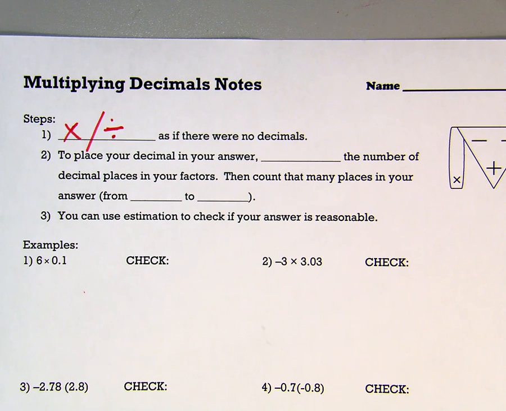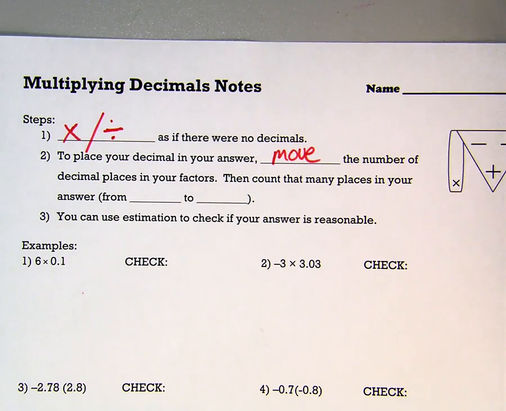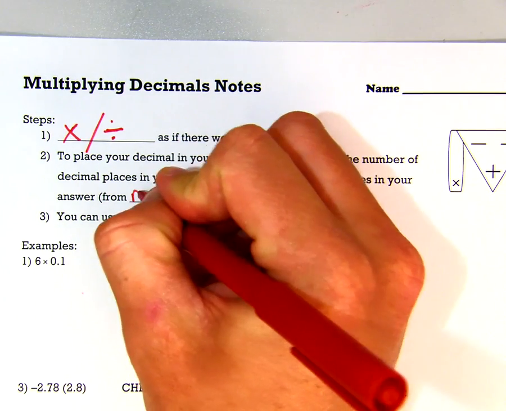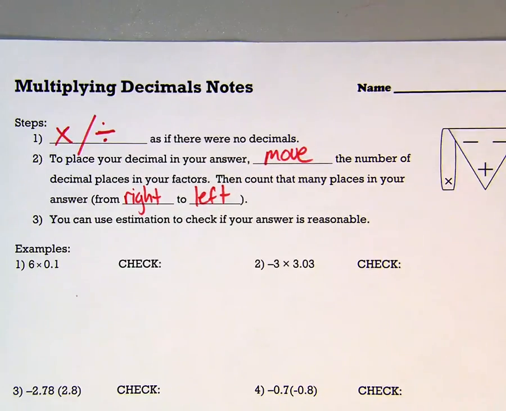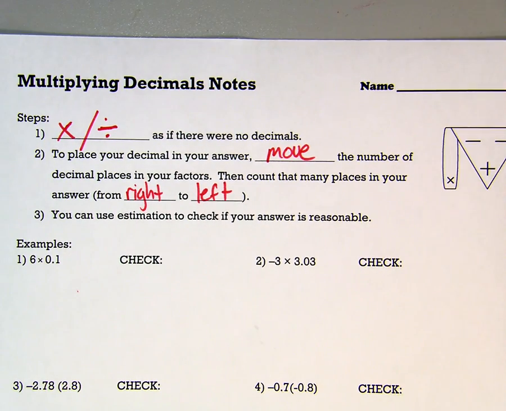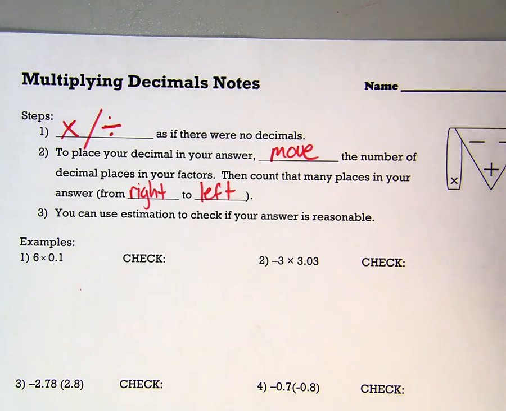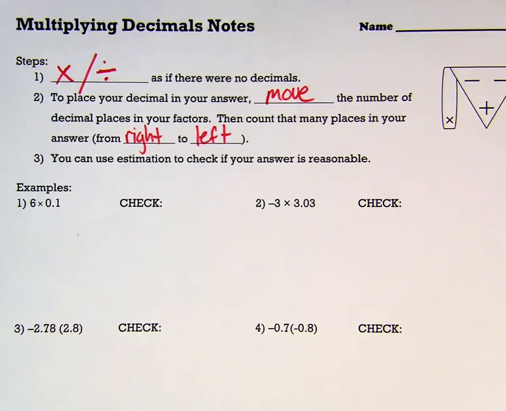First, we're going to go ahead and place our decimals in our answer. We're going to move the number of decimal places in your factors. Then we're going to count that many places in your answer and move it from right to left. And then we're going to estimate to check and see if our answer is reasonable. So make sure you have all these steps written down. As well, we're going to be using our little sleeping dog over here to make sure it's a positive or negative answer. Okay. So our first problem we have here is 6 times 0.1.